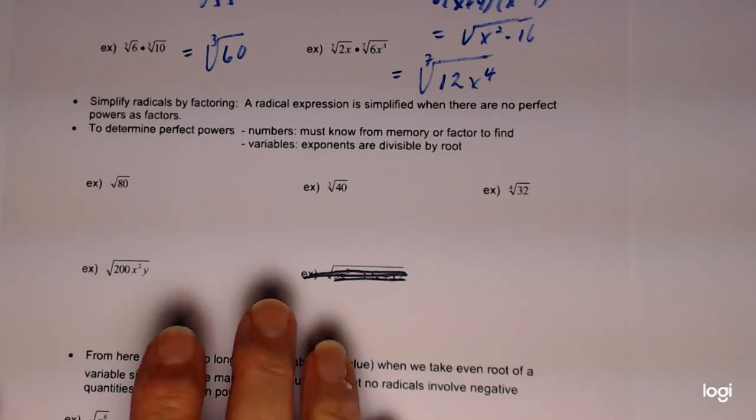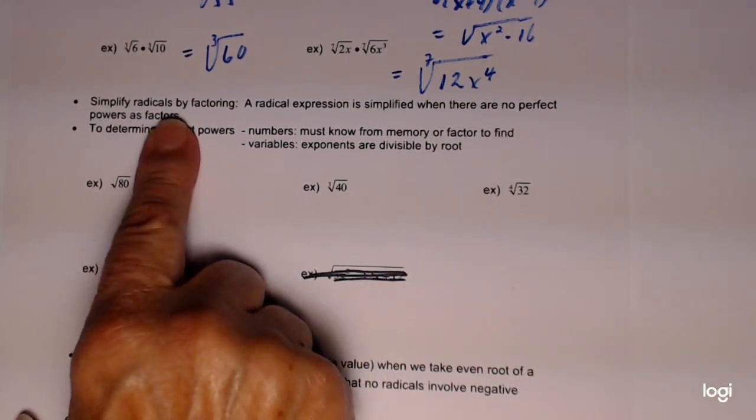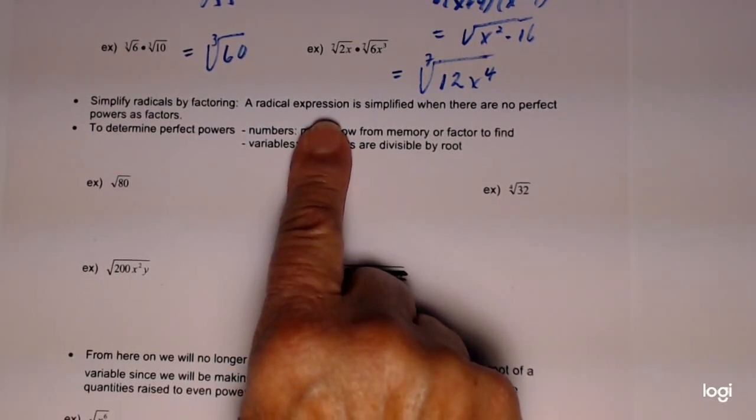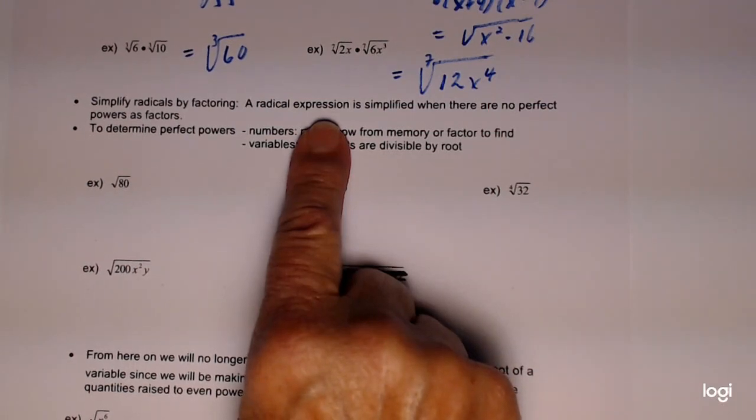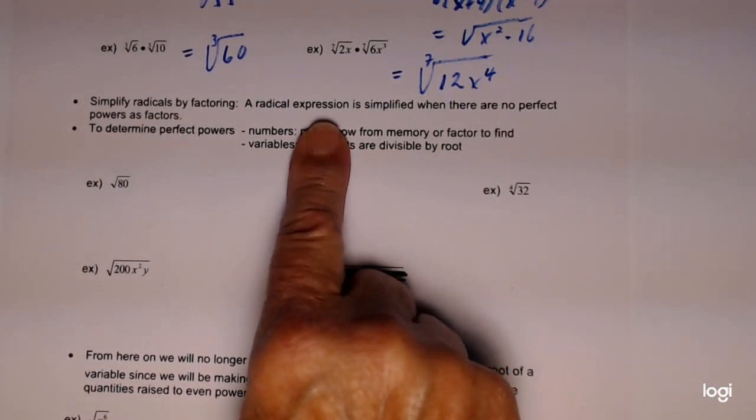So let's take a look here at some vocabulary before we get into the examples. To simplify a radical by factoring, the radical expression is going to be simplified. What do we mean by simplifying? When there's no perfect powers as factors. So in other words, if we're looking at square roots, we want to pull out any perfect square numbers that are sitting underneath that square root. If we're looking at a cube root, we want to pull out any perfect cubes that are sitting under that radical. That's what it means by simplifying.